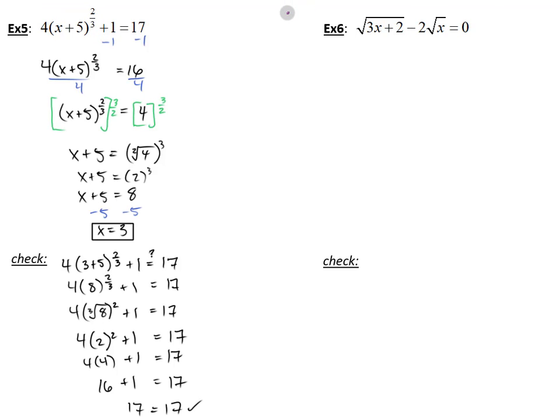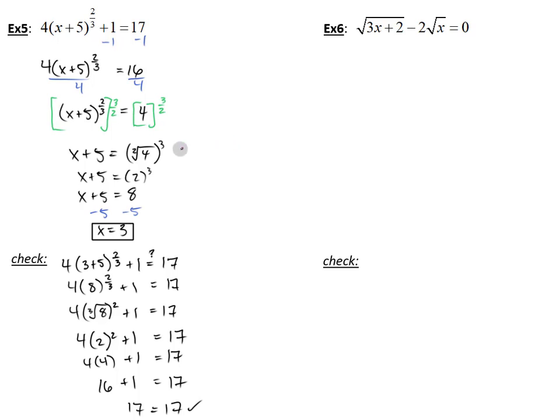All right, how'd you do? X equals 3 was the solution to check, and plugging it in, it did work. All right, plugging 3 in here, 3 plus 5 was 8. To the 2/3 power, do that next. That's part of our exponents. That's the cubed root of 8, which is 2, squared, which is 4, times 4, which is 16, plus 1 does equal 17. All right.